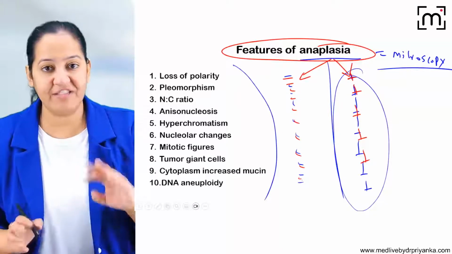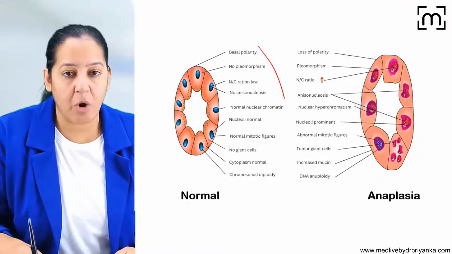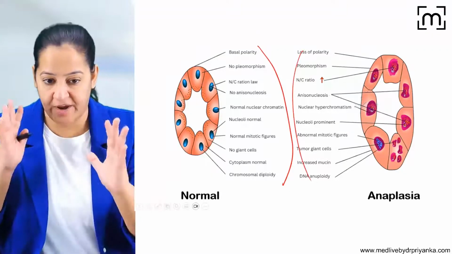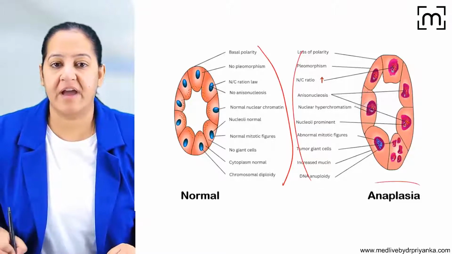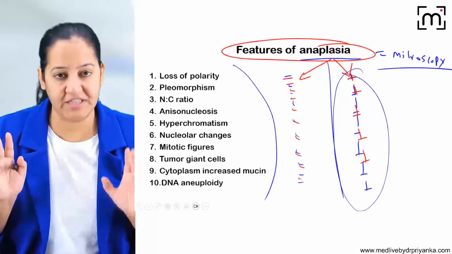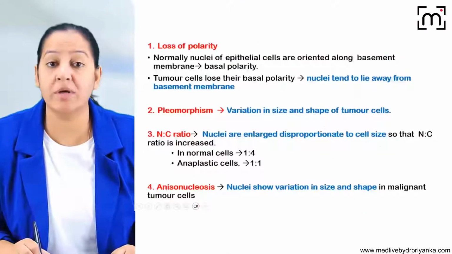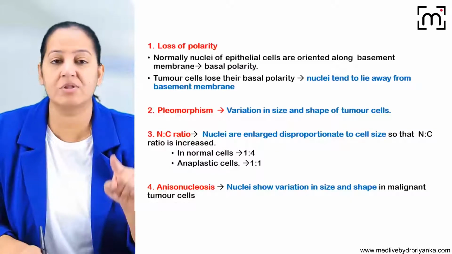Okay, now what are the 10 features? One by one, we will look at them. You can count all the 10 features in these two diagrams. You can see here, the diagram is showing normal. And here the diagram is showing anaplasia. We will differentiate them based on this diagram. The first feature is loss of polarity. Let's start. What is loss of polarity? What do you mean by loss of polarity?